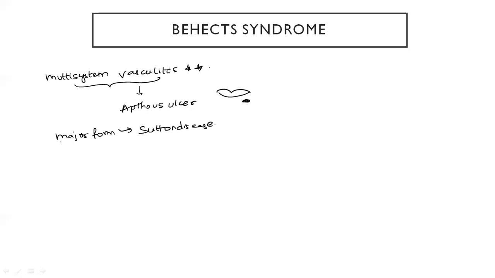So where can you see this kind of syndrome? You can see it on the oral region, on the genital region, also on the eye, and sometimes on the CNS also. So it can be seen in the lips, oral region, genital region, and eyes. All right. Treatment for this is corticosteroids.